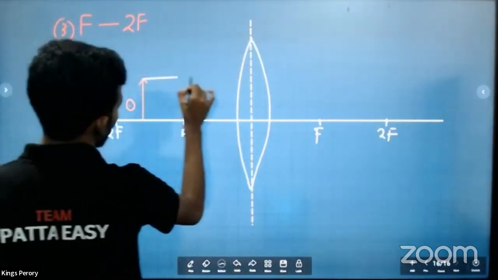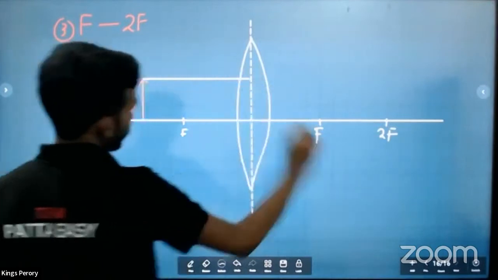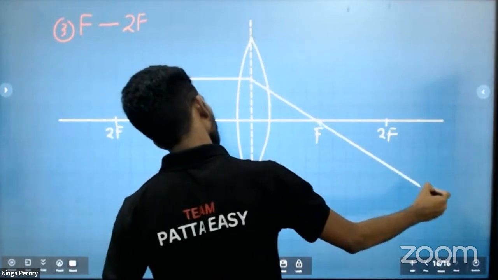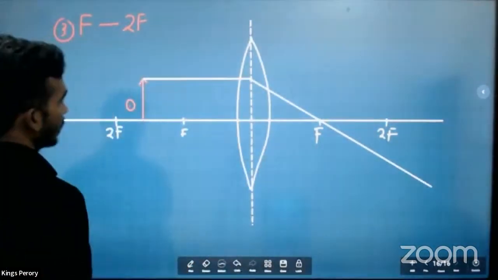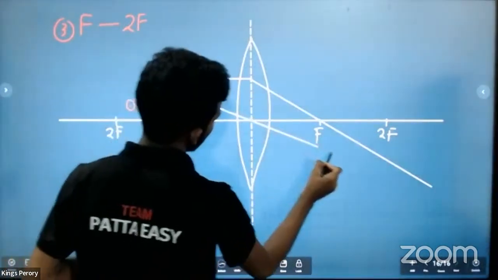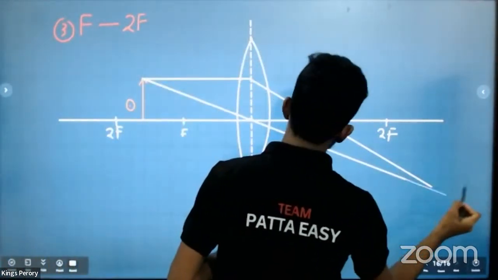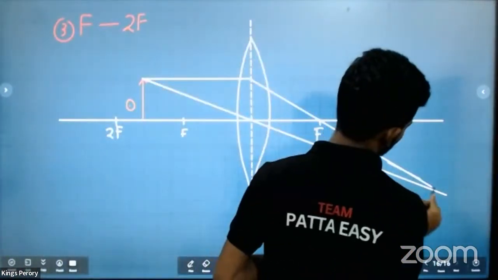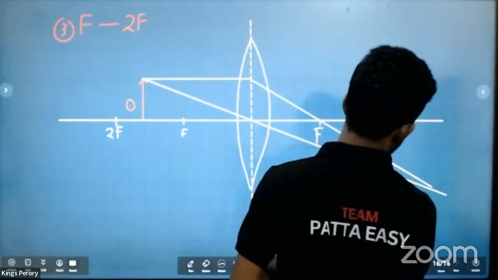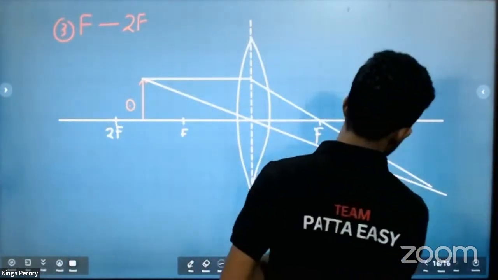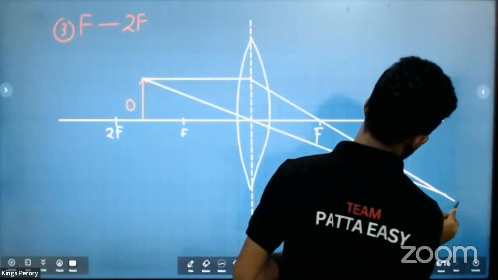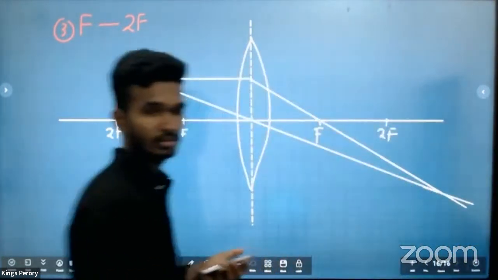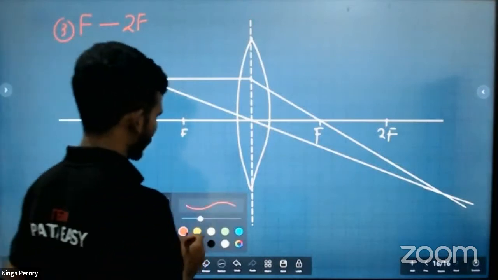Now if I draw the ray diagram, one light ray parallel, same story, just like driving a manual car, no changes. One light ray parallel, refract and go through the focal point. Second light ray through optical center, travels through the same path. Will be meeting somewhere there. Meeting point should be away from 2F. Correct? Away from 2F, you have the meeting point.